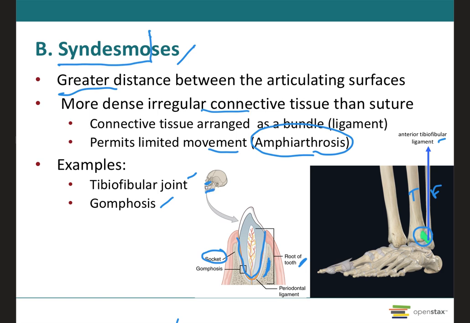Now, the dense irregular connective tissue between a tooth and its socket is the thin periodontal ligament or membrane, and a healthy gomphosis will permit these minute shock absorbing movements. Therefore, it's also considered an amphiarthrosis. And this is why it's very important for you to use dental floss besides brushing your teeth, because there's this space present here and it can accumulate food, as you can imagine.